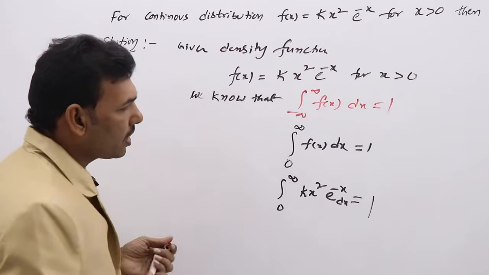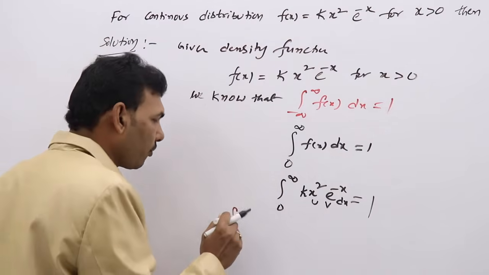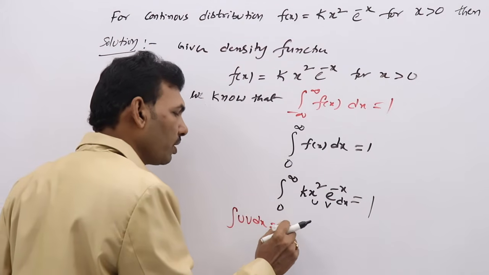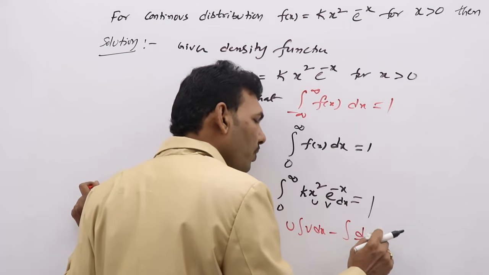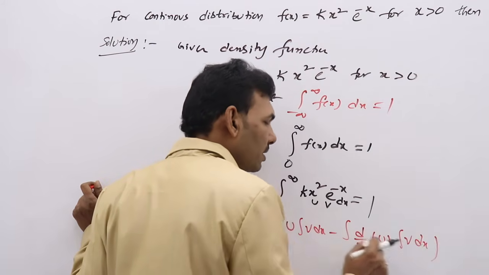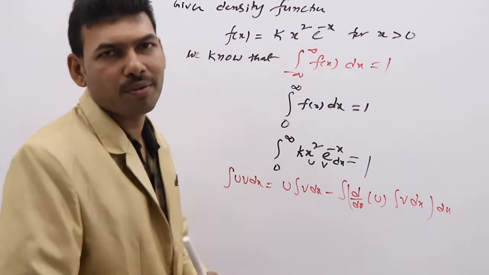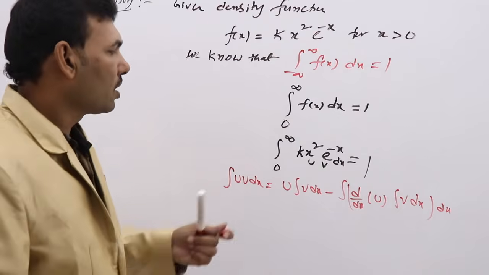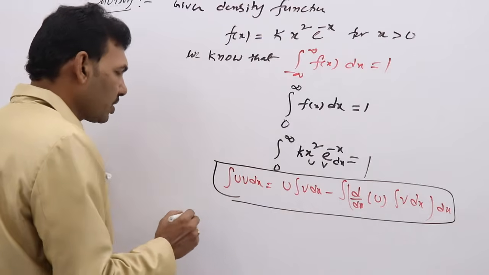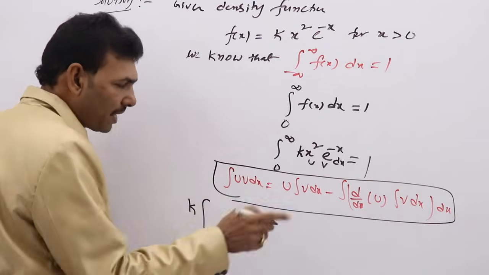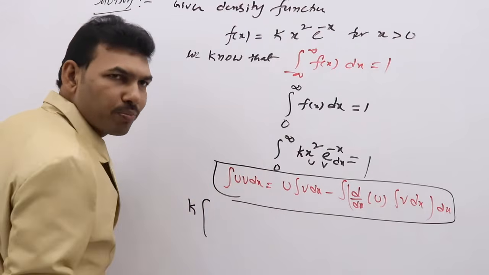K is constant. Here we are going to use the uv formula. So the integral of uv is u integral v dx minus integral of d by dx of u times integral v dx, whole dx. You can use the Bernoulli formula also: uv1 minus u dash v2 plus u double dash v3. This is the standard integration by parts formula. Using this, keeping k constant, I am not writing limits now. Forget about limits. Limits are 0 to infinity. We will put them at the end.